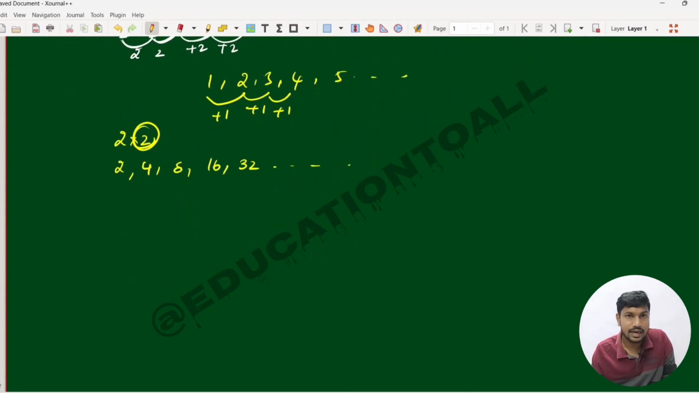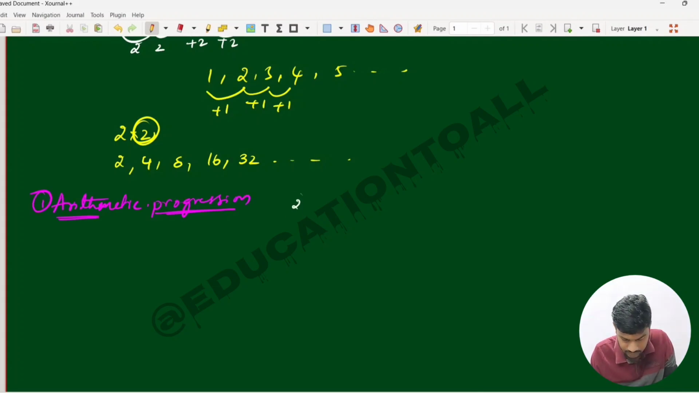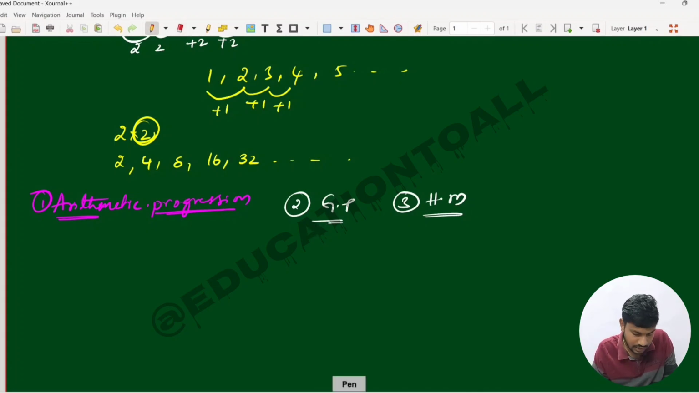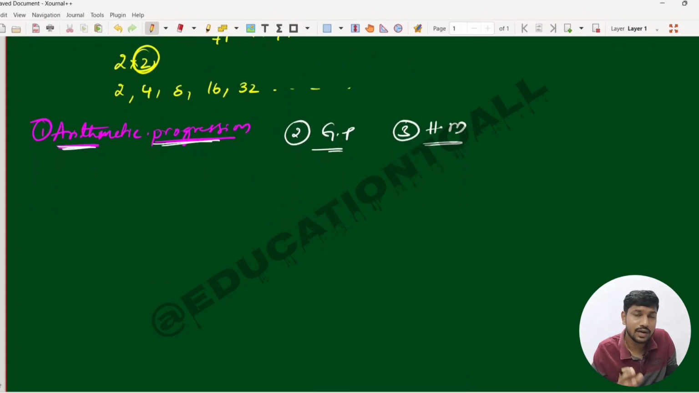In progression, there are different types of progressions. The first one is arithmetic progression. The second one is geometric progression. And the third one is harmonic progression. The second and third are not discussed much in NCERT of CBSE. So we'll focus on them later. First we focus on arithmetic progression. So in arithmetic progression, the progression when it is called an arithmetic progression.